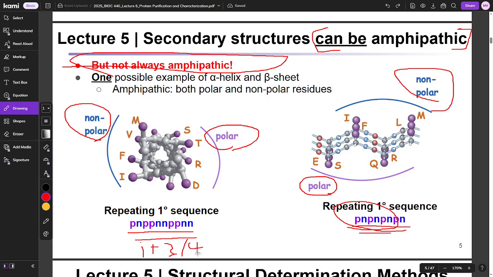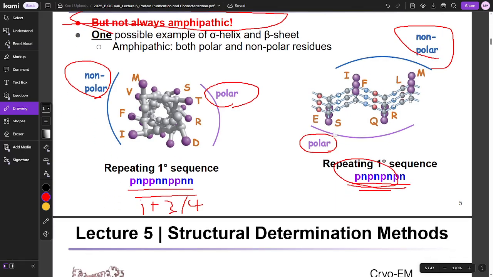The other thing to note here is that if you have a transmembrane helix, or a transmembrane beta sheet, right? Those are within the protein itself. Those are almost always entirely hydrophobic. So just be aware that that is a possibility.